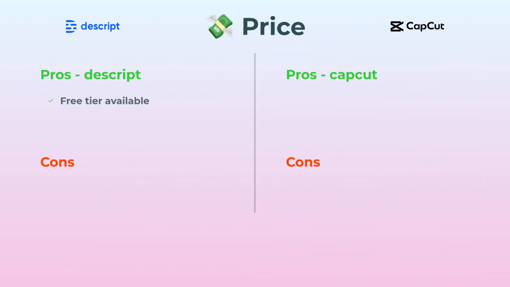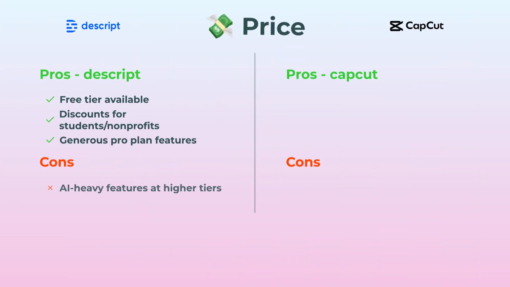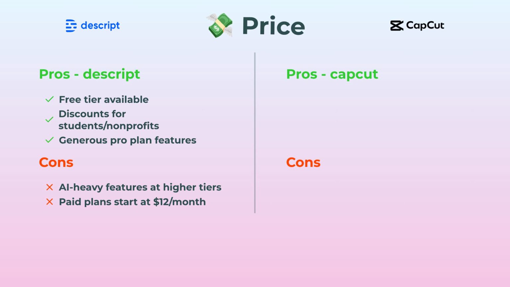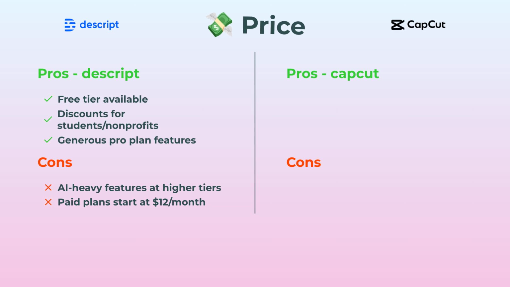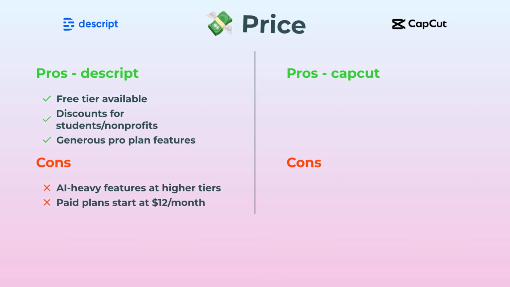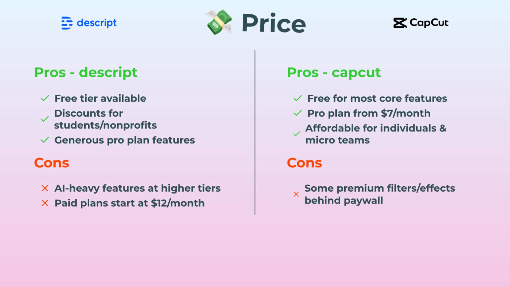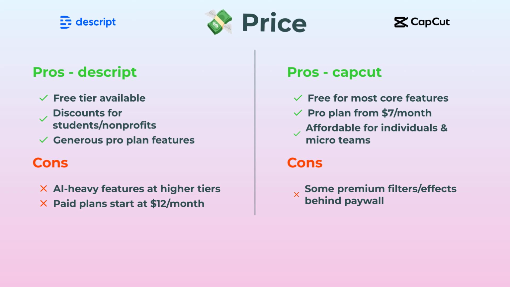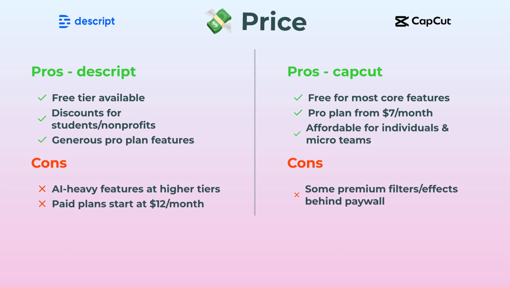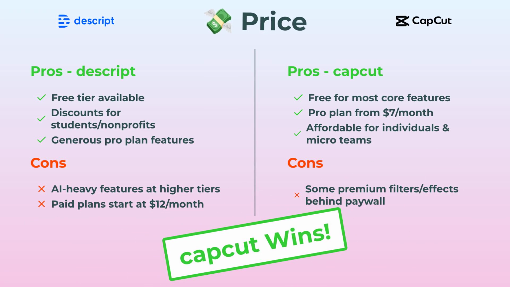All right, let's talk cash. Price. Descript is pretty fair. You get a free tier, discounts if you're a student or nonprofit, and honestly, the pro features are generous. But if you want all those heavy-duty AI extras, you're bumping up to higher tiers. And plans start at $12 a month. CapCut, it's got nearly everything free. And Pro starts at $7 a month. If you just want quick vids or you're on a budget, CapCut wins easily here. Well, unless you're after those fancy filters, which, yes, are locked behind paywalls too.